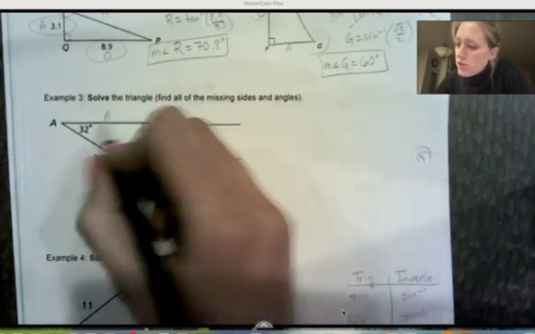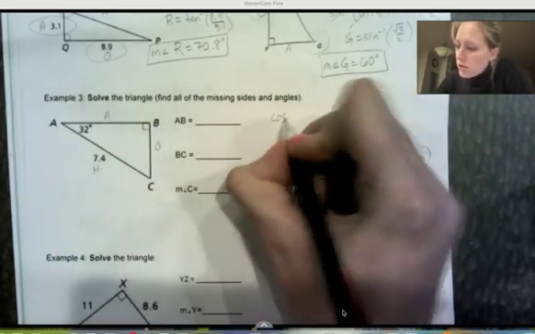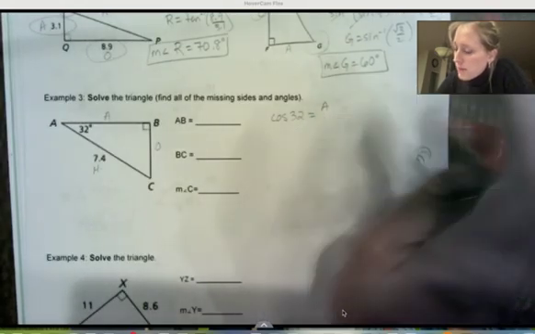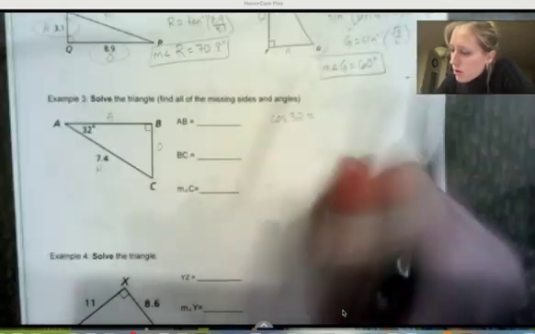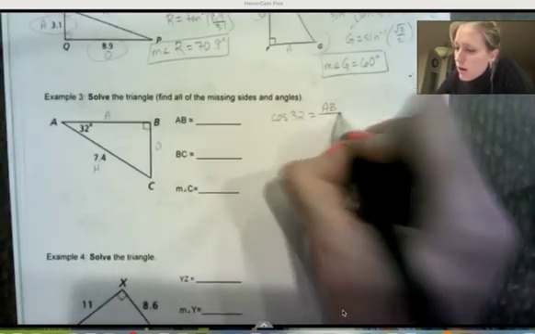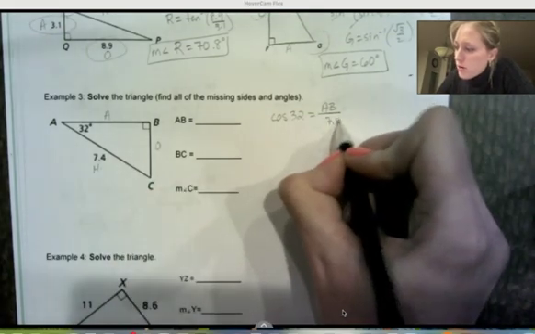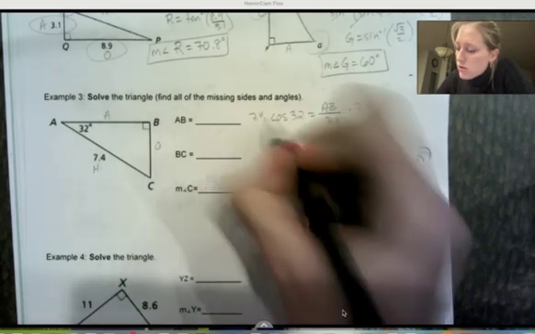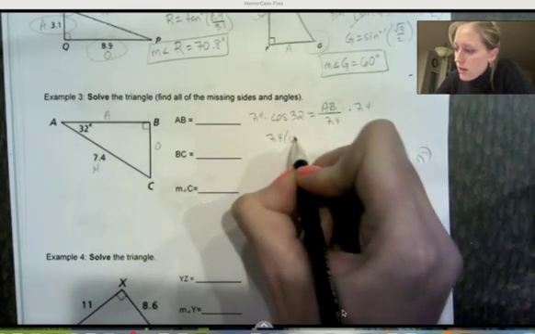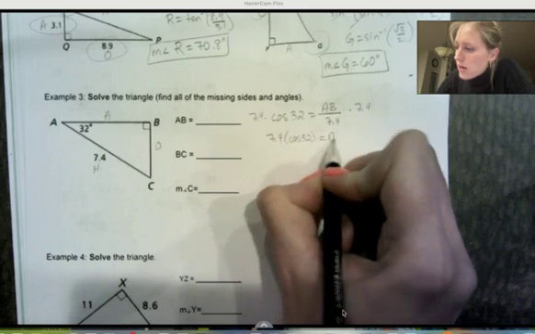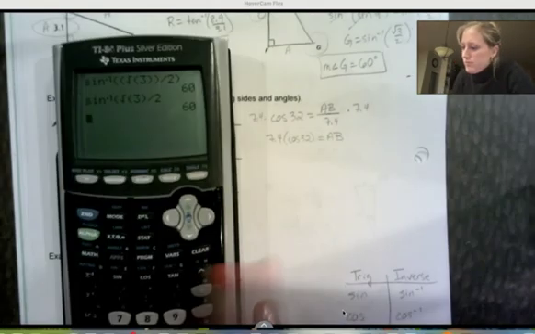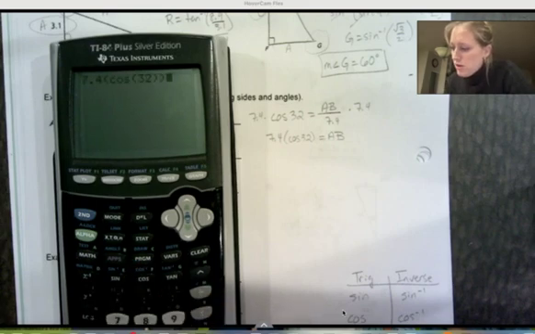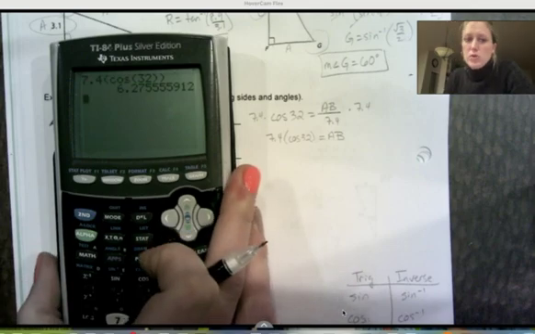So I know the angle, so adjacent and hypotenuse is cosine. So we're going to do cosine of our angle equals the adjacent, maybe I shouldn't do A. We'll call it AB, over 7.4. So we're going to multiply both sides by 7.4. So I have 7.4 times cosine of 32 equals AB. Okay, calculator. So we have 7.4 times cosine of 32. So AB is 6.28.